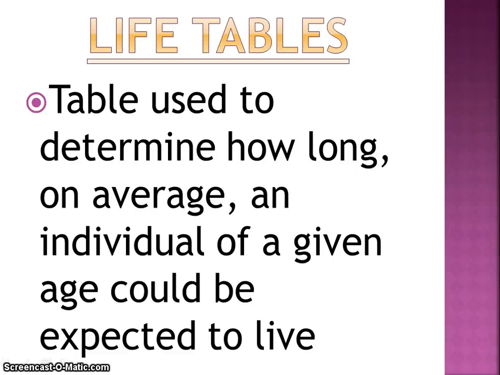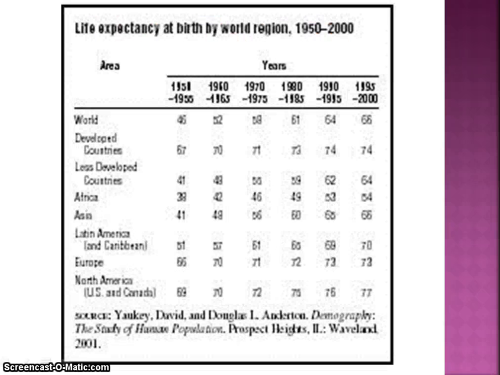Life tables are very useful for people to see how long people are going to live. So a life table is a table used to determine how long, on average, an individual of a given age could be expected to live. Okay, and it's just a prediction on life expectancy.